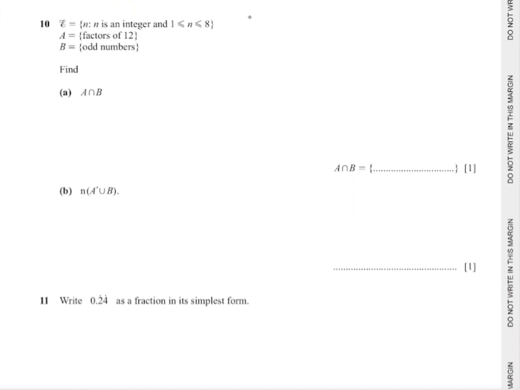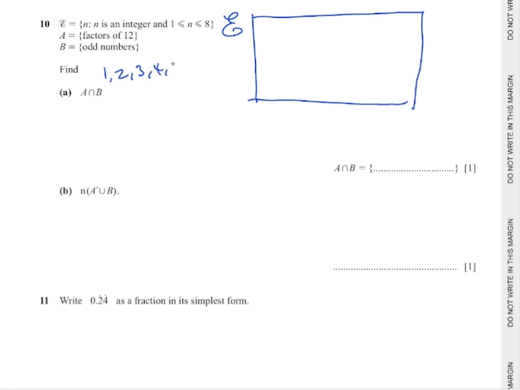Sets. The simplest way to do this is draw out a diagram. This is our whole relation. We have n equals integers 1 to 8: 1, 2, 3, 4, 5, 6, 7, 8. We have A, factors of 12, and we have B. Let's do it like this. We have B, odd numbers. So A and B will be the numbers that are odd and a factor of 12.